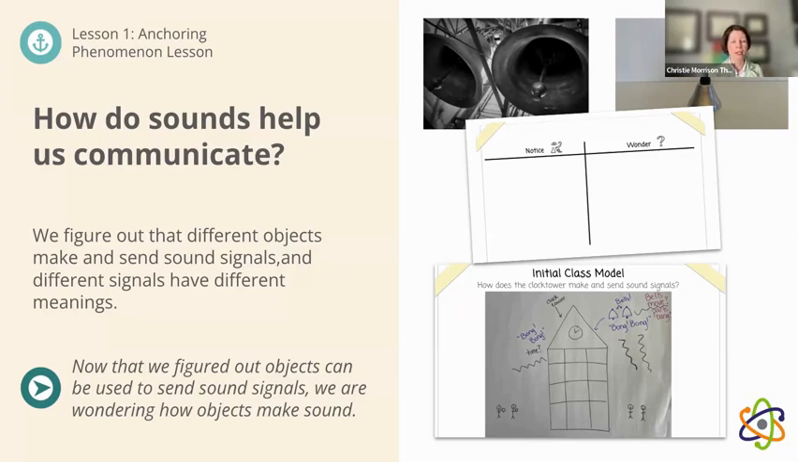And then we create a class model to record initial ideas about how the clock tower makes and sends sound signals. We figure out that people can communicate or share information by using sound signals. And we figure out that we have a lot of initial observations, ideas, and questions about how the clock tower makes and sends sound signals and how objects like bells make sounds.